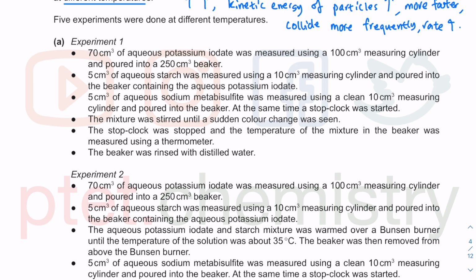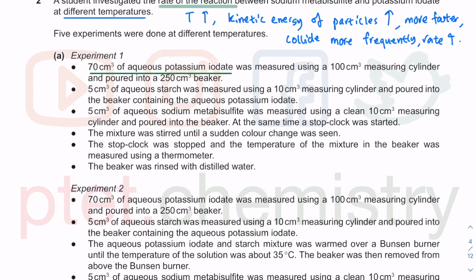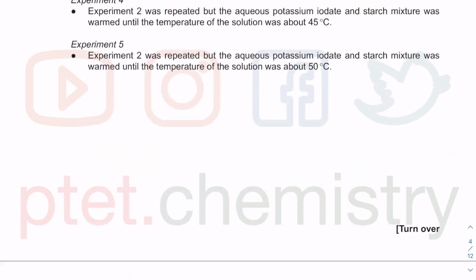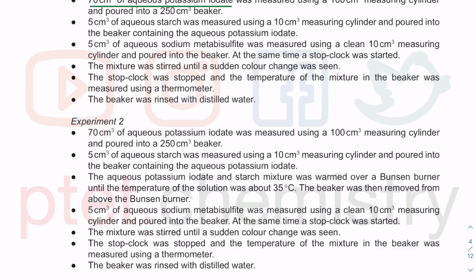Quite a lot of instruction here. So we first start by reading the question, because we don't just jump in. Spend a bit of time on reading. 70 cm cube of KIO3, this is potassium iodate. I believe we're given the formula, are we not? Not really, no. Okay.